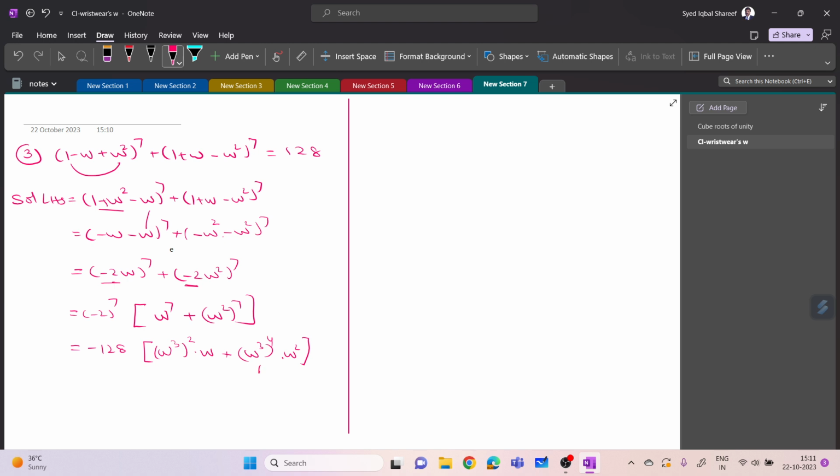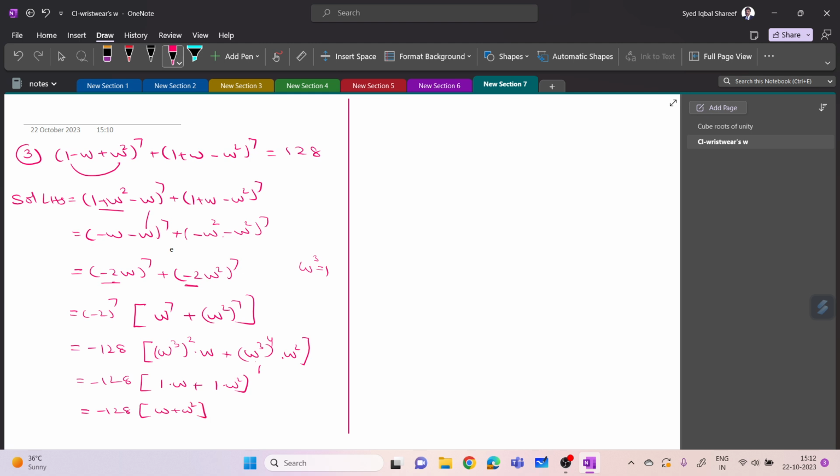Omega cube is... why we are doing this? Because we know omega cube equal to 1. So minus 128, omega cube is 1. So 1 into omega cube is 1, 1 to the power of 4 is 1, omega square. So minus 128 omega plus omega square.